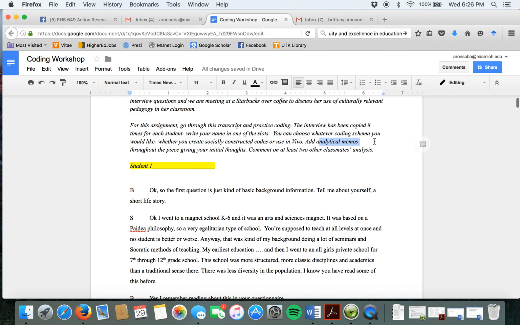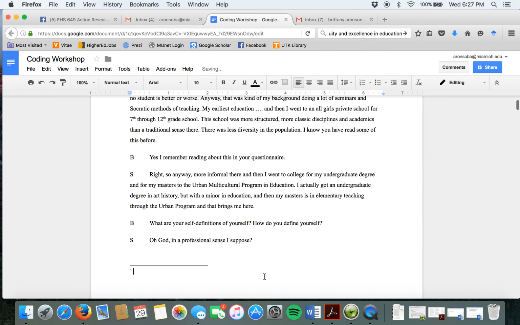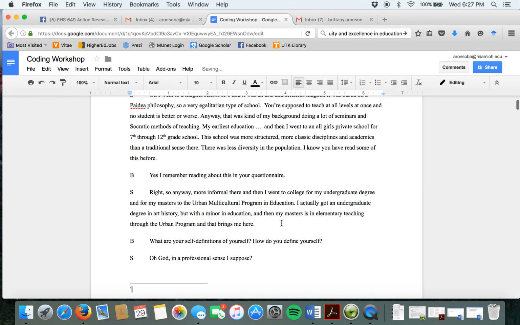You can also add analytic memos. You can do this by adding a comment up here, writing a comment to yourself, and thinking about that. Or you can go to insert and add a footnote. You can do a comment at the bottom. However you want to do it is fine, whatever makes sense to you.